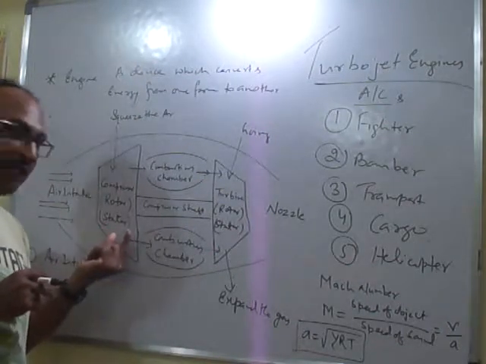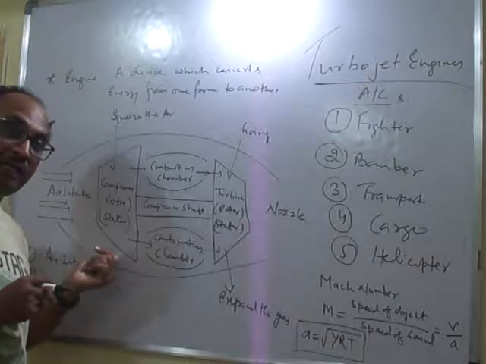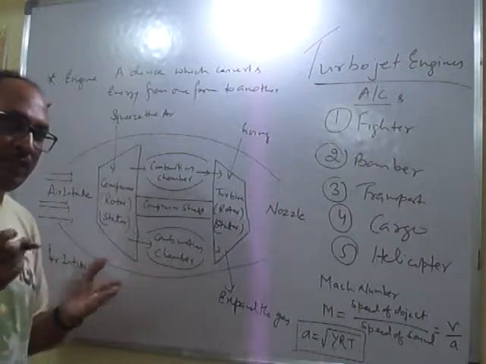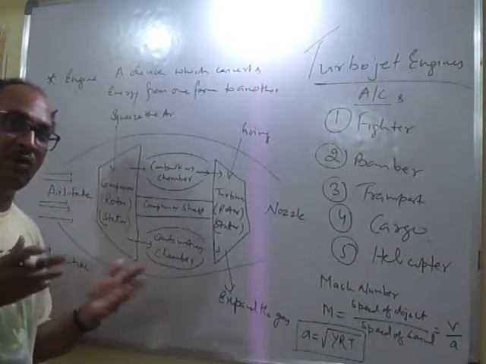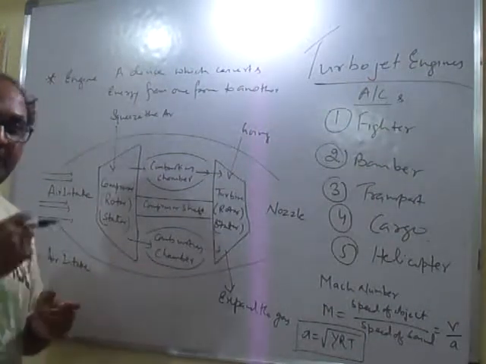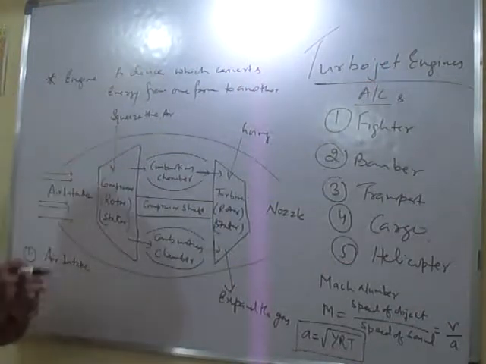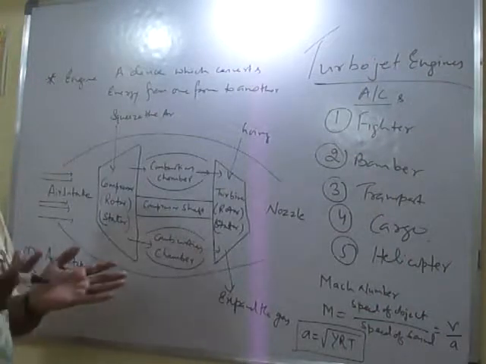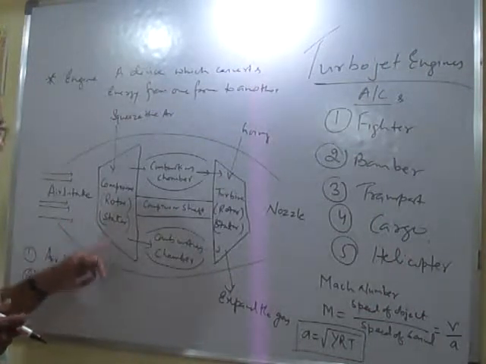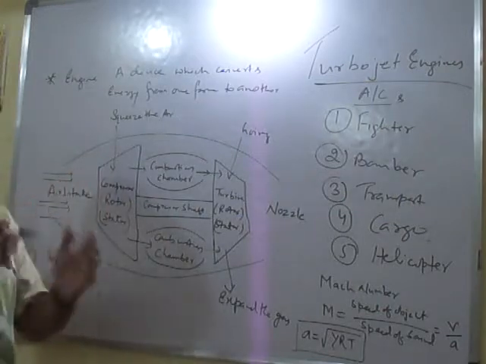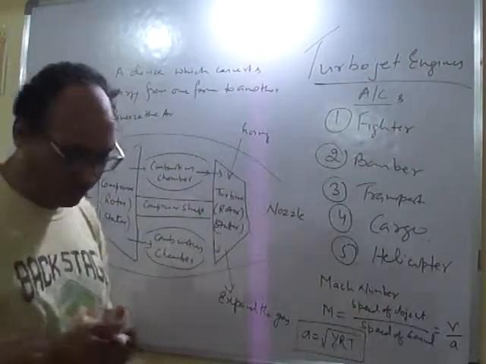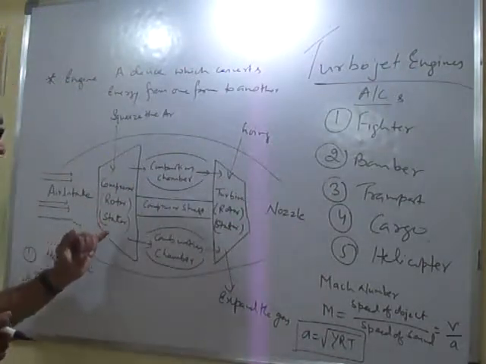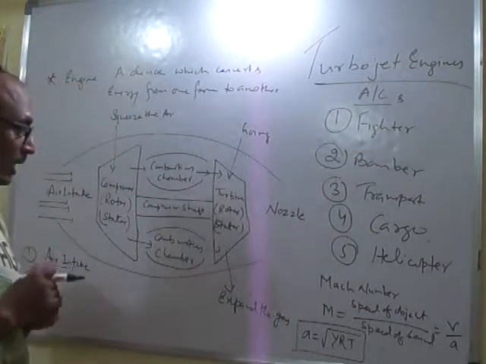What I told you is that during starting we use an electric motor, so we call it a starter generator. Why do we call it a starter generator? Initially we provide electrical energy from the battery, and it starts rotating. That electrical energy is converted to mechanical energy through the gear drive, and the compressor is rotated. The high pressure compressor is different from the low pressure compressor. So the high pressure compressor starts rotating.